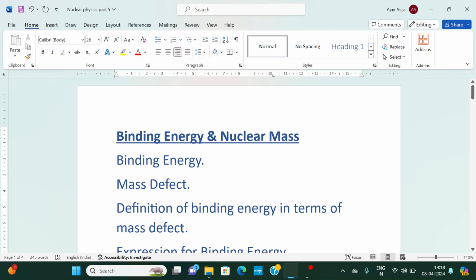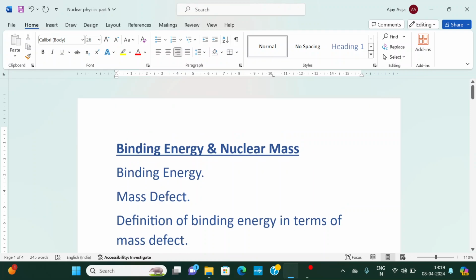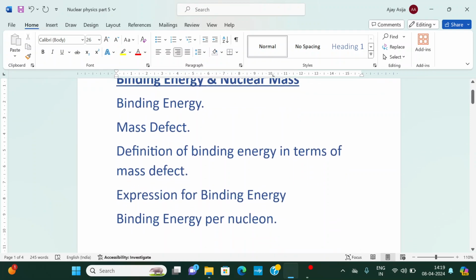Under this topic, we will consider the definition of binding energy. Then we will define mass defect. After that, we will consider the definition of binding energy in terms of mass defect, which means we will see the relationship between binding energy and mass defect. Then we will derive an expression for binding energy, and in the last we will define binding energy per nucleon.